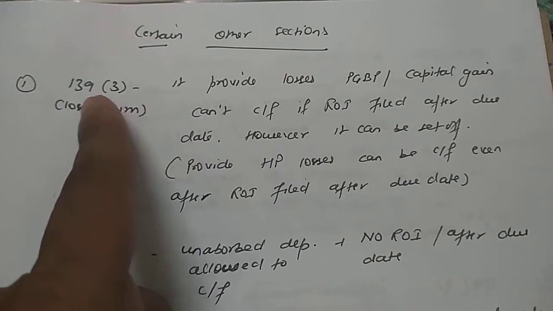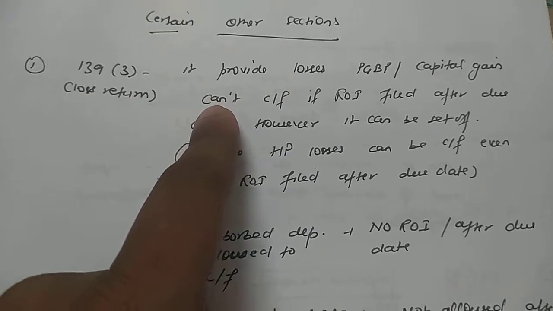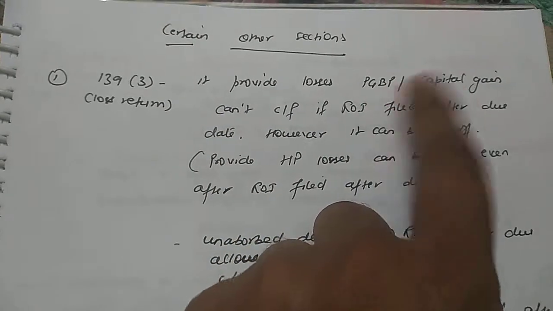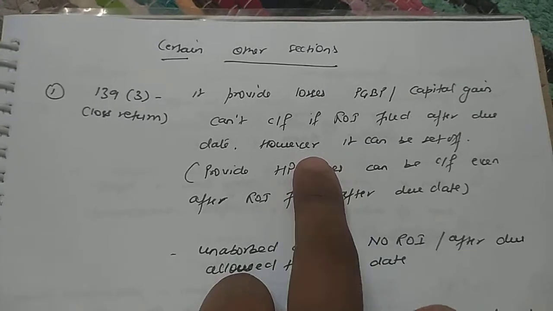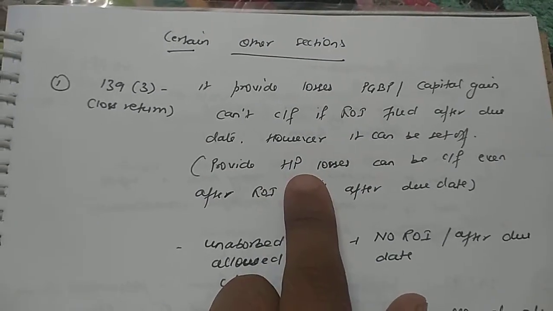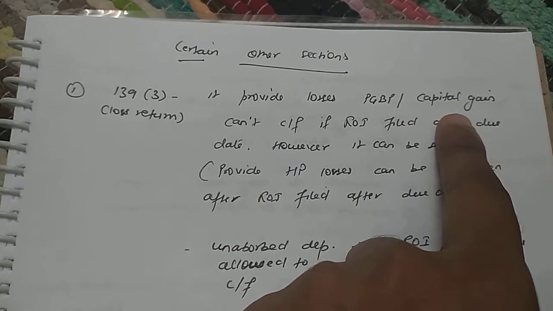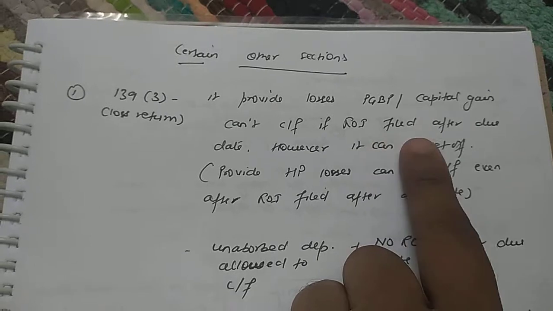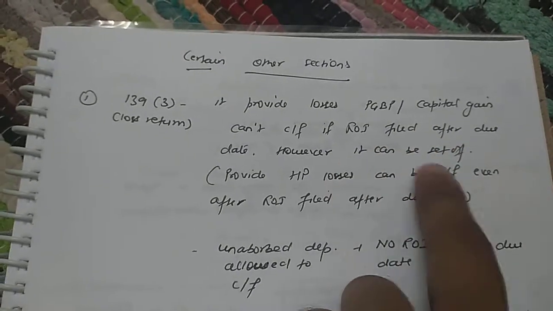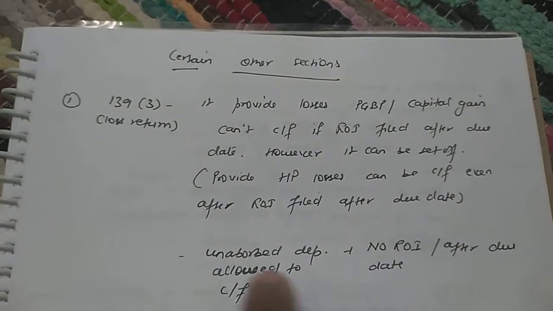So, as per section 139(3), which talks about the loss return, if the assessee has a loss under PGBP and capital gain, then that taxpayer needs to submit the return of income on or before the due date in order to carry forward that particular loss under these sections. However, if they file the return of income after the due date, then they can set off their losses against income under the different heads.